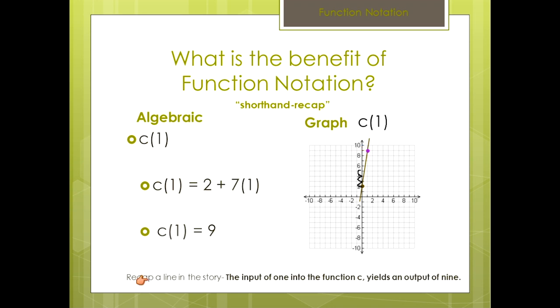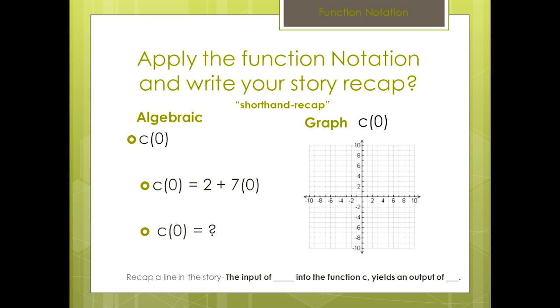And then I can recap a story. So this is like your Cliff Notes, if you guys do that in your English class, to summarize. So the recap of the storyline: when I put an input of 1 into the function C, I should yield an output of 9. So that is a way to shorthand recap how to read and present a visual using function notation. Now you try with a different input.